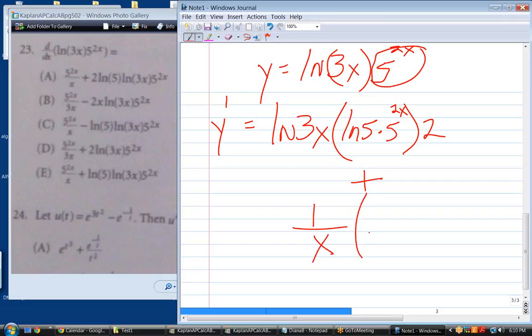Times 5 to the 2x. We don't do anything to this. In other words, we're not taking the derivative of that. That's just v. We did u prime times v.